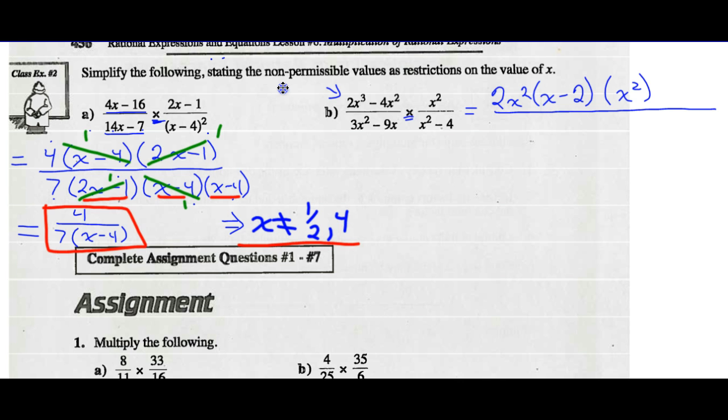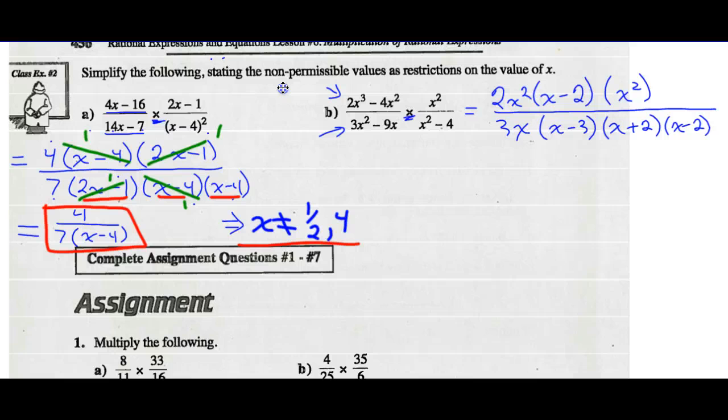And my denominator, 3x squared minus 9x, that's got a common factor of 3x, and that leaves 3x squared divided by 3x is x. Negative 9x divided by 3x is a minus 3 times x squared minus 4. Well, that's a difference of squares. That factors as x plus 2 times x minus 2.